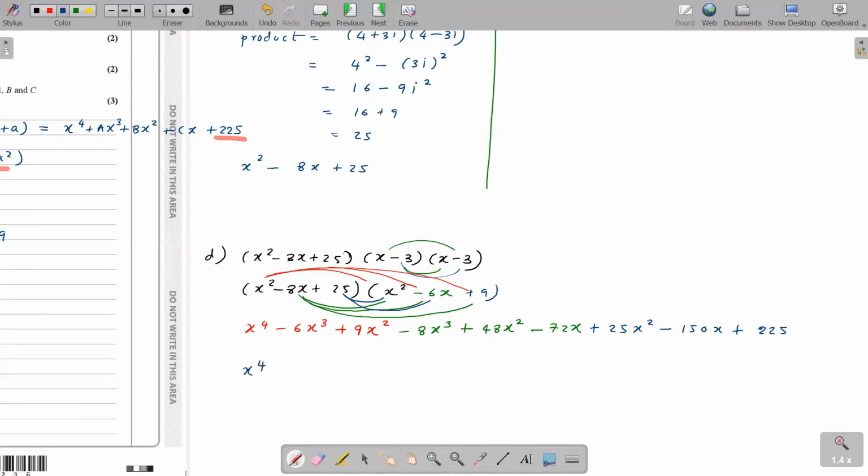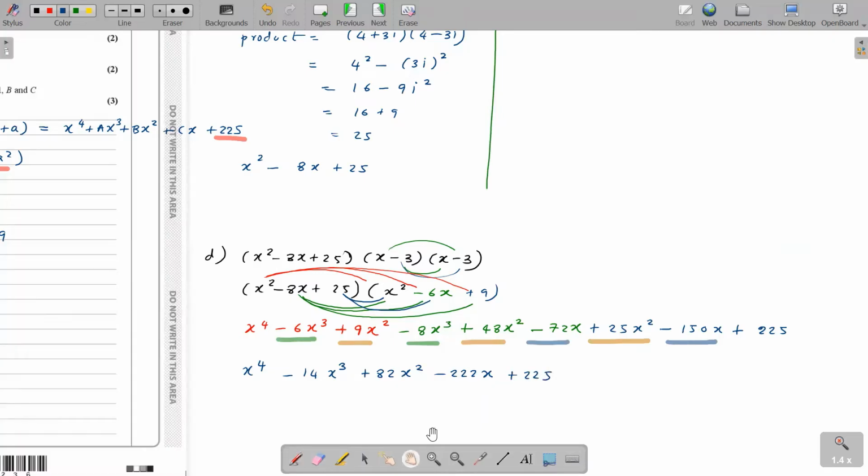X to the power 4, and then let's add minus 6x cube. You have to add with minus 8x cube, right? How much is it? Minus 14x cube, and then add the x square: plus 9x square plus 48x square plus 25x square. How much is it? Plus 82x square. Is that correct? And then the next part, minus 72x minus 150x, which is minus 222x. And then the last part is plus 225.